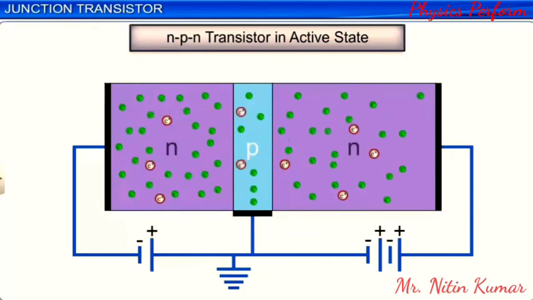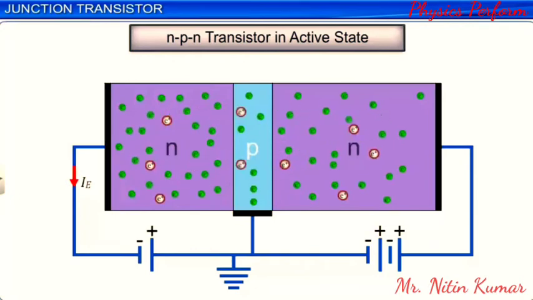Since the base is very thin and the base collector junction is reverse biased, most of the electrons entering the base reach the collector terminal, constituting the collector current. Only a very small portion of the electrons entering the base reach the base terminal, forming a small base current.